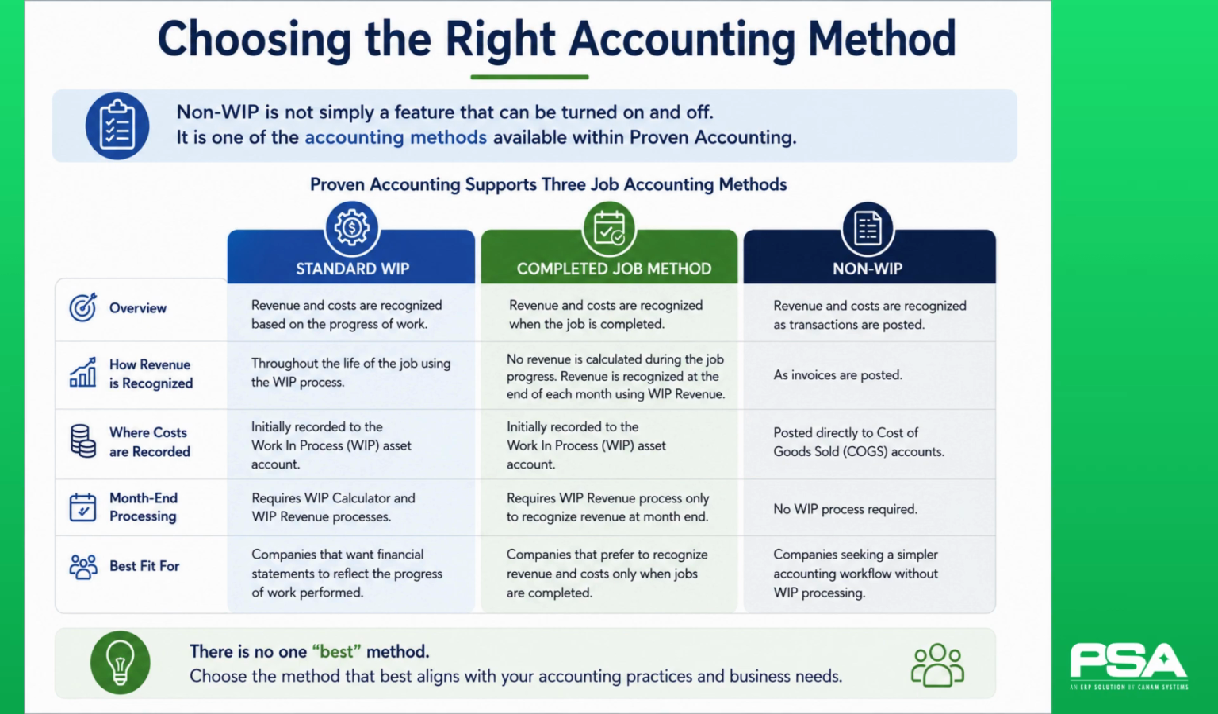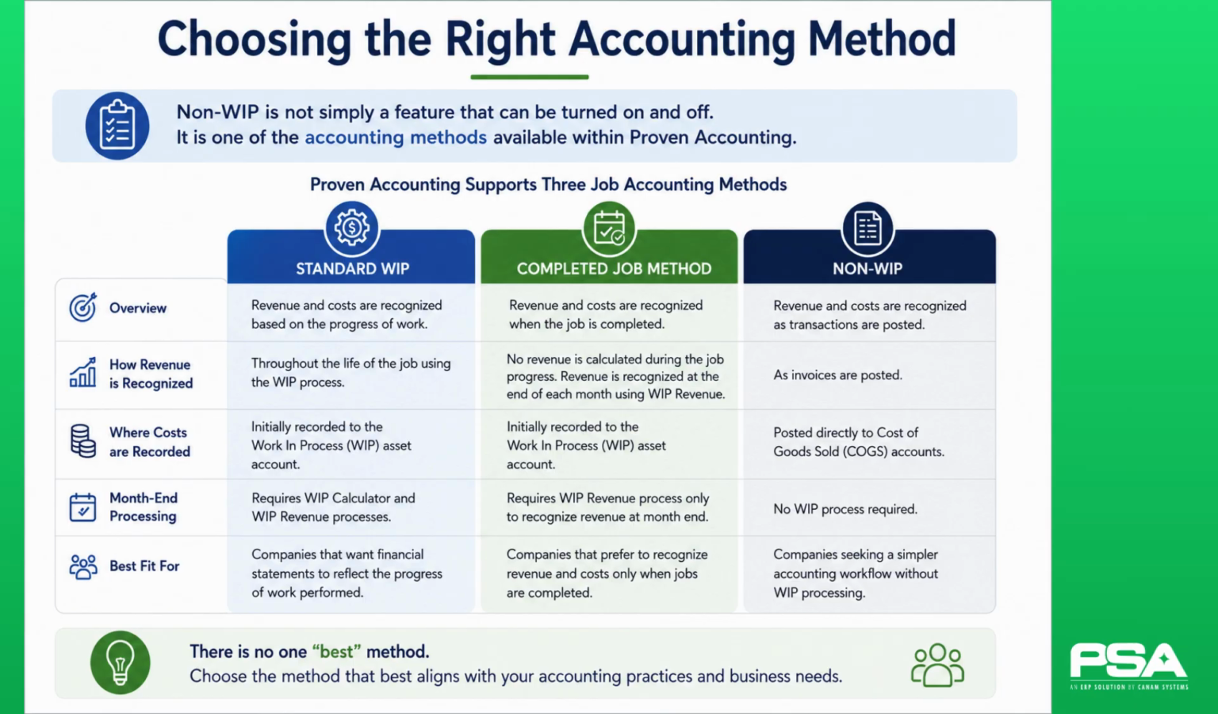Standard WIP recognizes revenue and costs throughout the life of a job using the Proven WIP process. The completed job method recognizes revenue and costs only when the job is complete. The non-WIP method recognizes revenue and costs as transactions are posted, eliminating the need for monthly WIP processing. We'll discuss each of these concepts in more detail throughout today's session, but for now, the important takeaway is that each method recognizes revenue differently and is designed to support different accounting requirements.